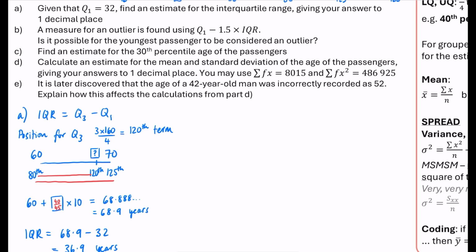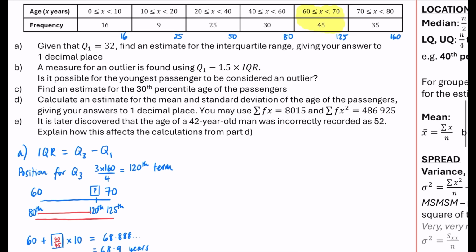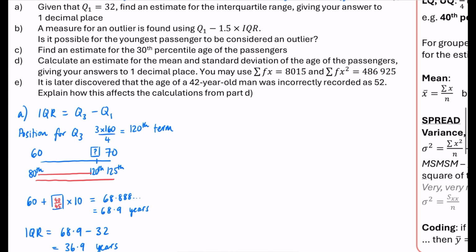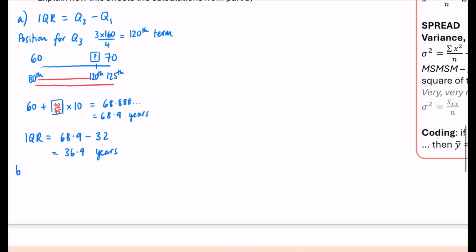And it says then for B, a measure for an outlier is found using Q1 minus 1.5 times the interquartile range. Is it possible for the youngest passenger to be considered an outlier? Well, we don't know anything about the youngest passenger. We just know that they are somewhere between the age of a baby and 10 years old. Well, let's figure out Q1 minus 1.5 times the interquartile range. So that is 32 minus 1.5 times 36.9.